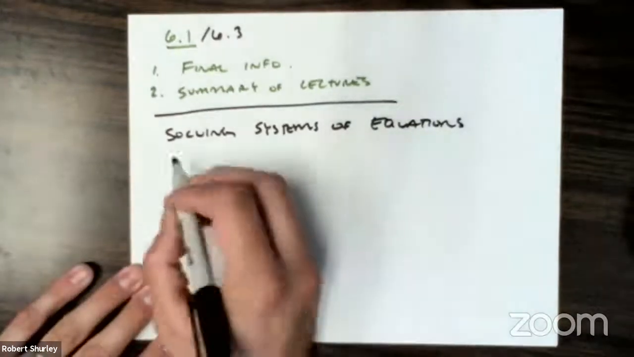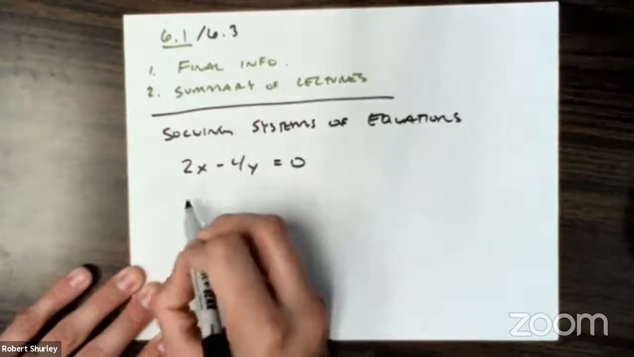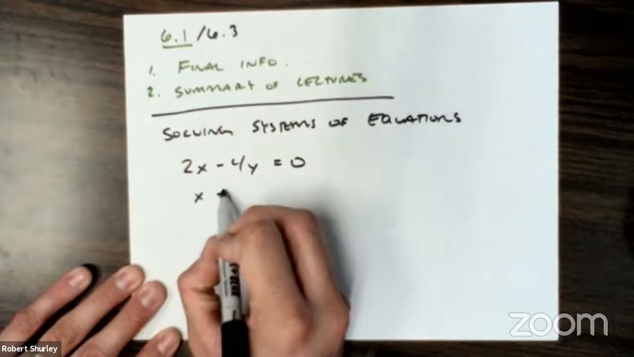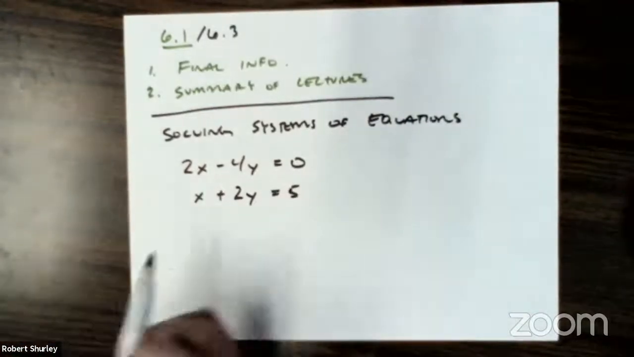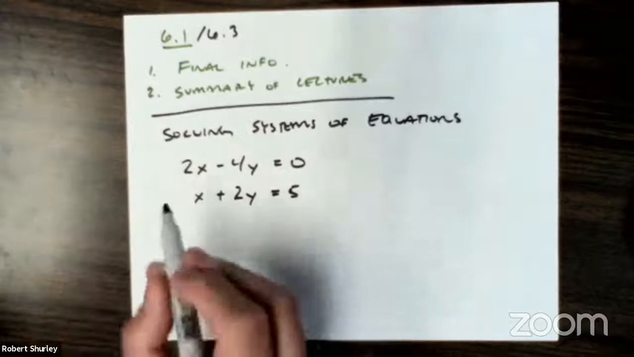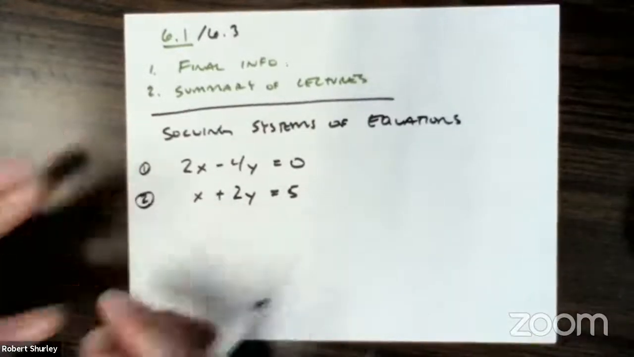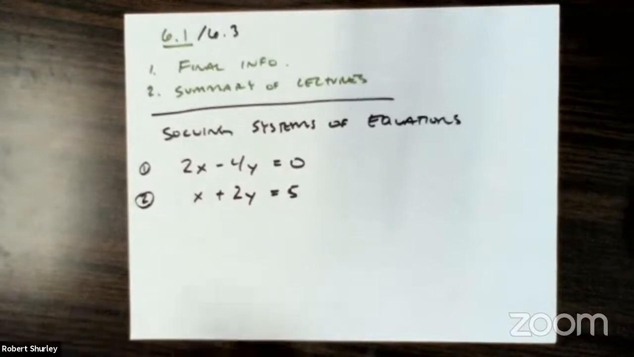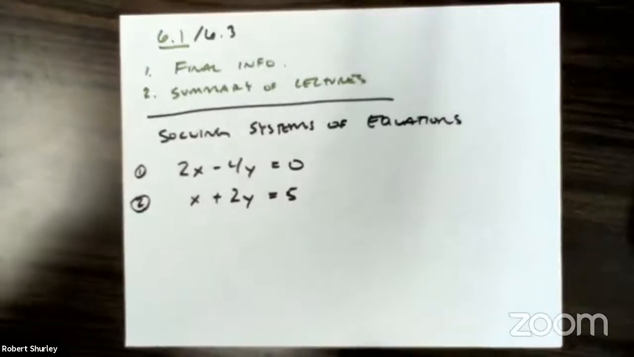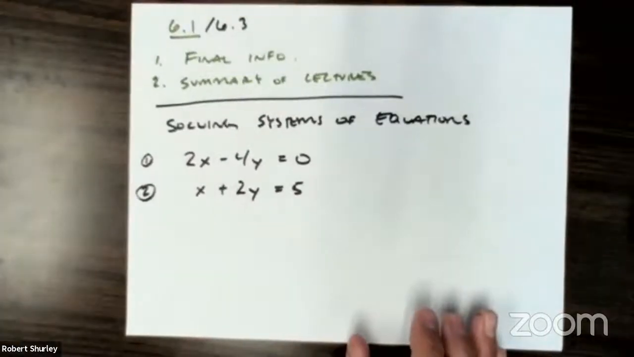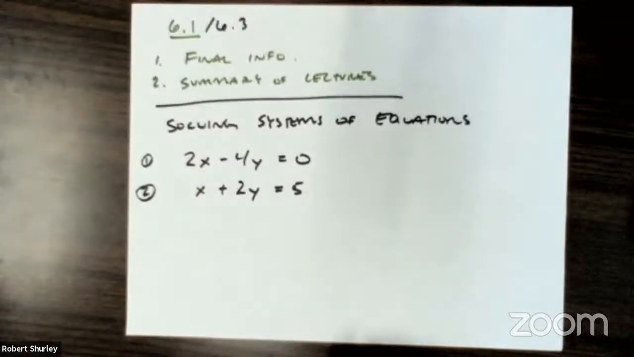Here we go. So if we had 2x minus 4y equals 0 and x plus 2y equals 5. Okay, so this was two equations. We've got two unknown variables, the x and y. I'm going to label these equation 1 and equation 2. And in this section, we solved for x and y. And remember, on a graph, it's where they cross.